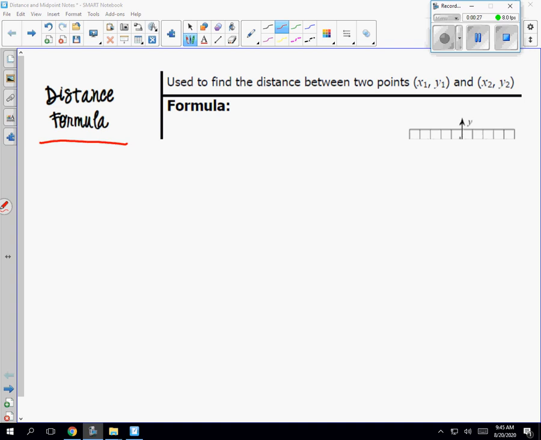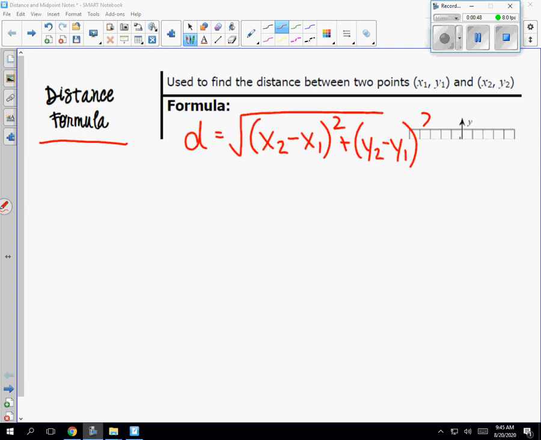So the distance formula: d, distance, equals the square root, and then in parentheses, x2 minus x1, squared, and we'll talk about that, plus y2 minus y1, squared. Okay?